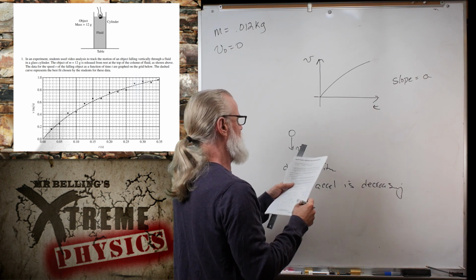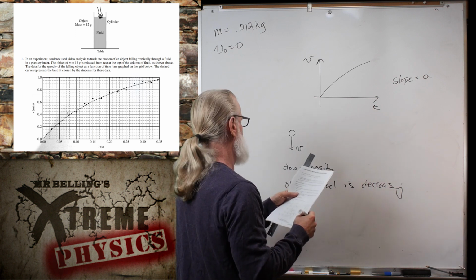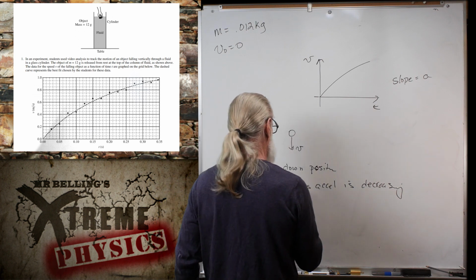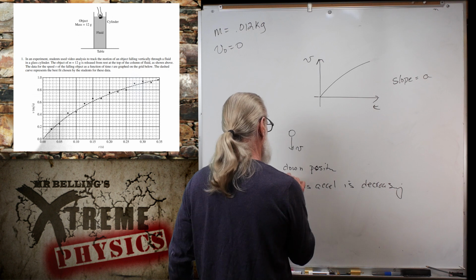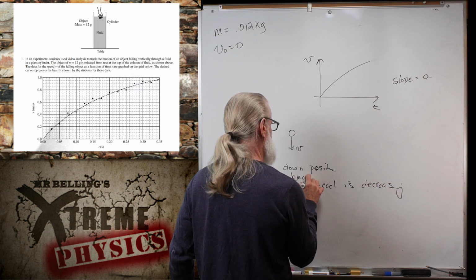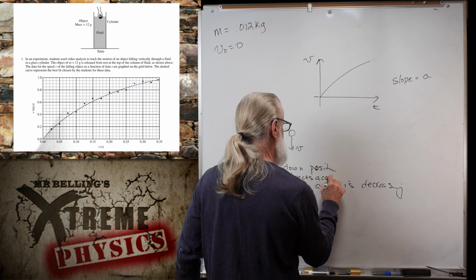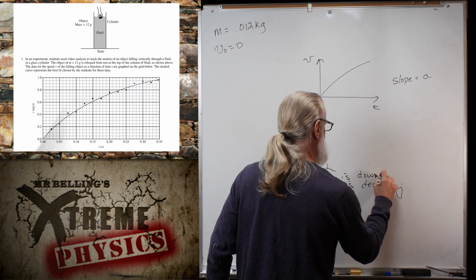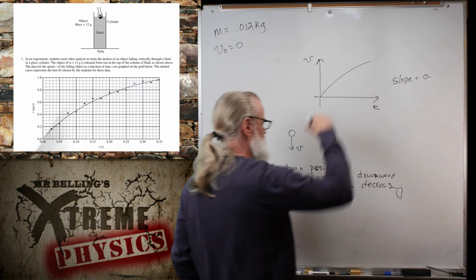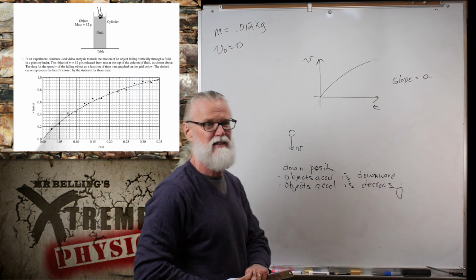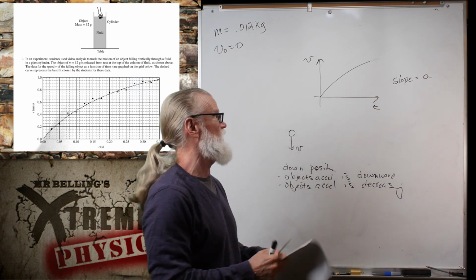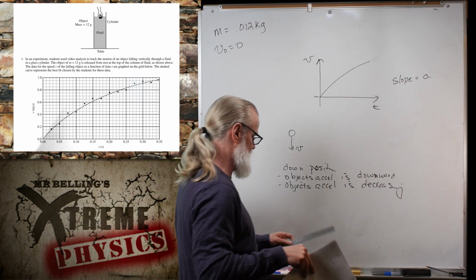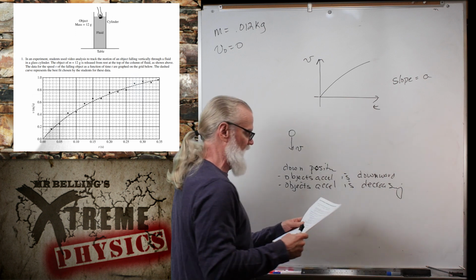All right. So the object's acceleration is decreasing and it's downward. That's a downward acceleration, and it's a decreasing acceleration. But the velocity is increasing. It keeps going up. It's just that the rate it goes up is becoming less with time due to the drag with the fluid.